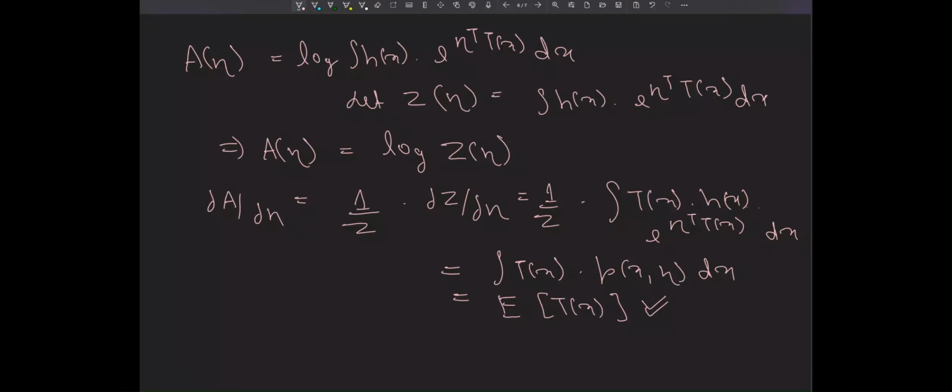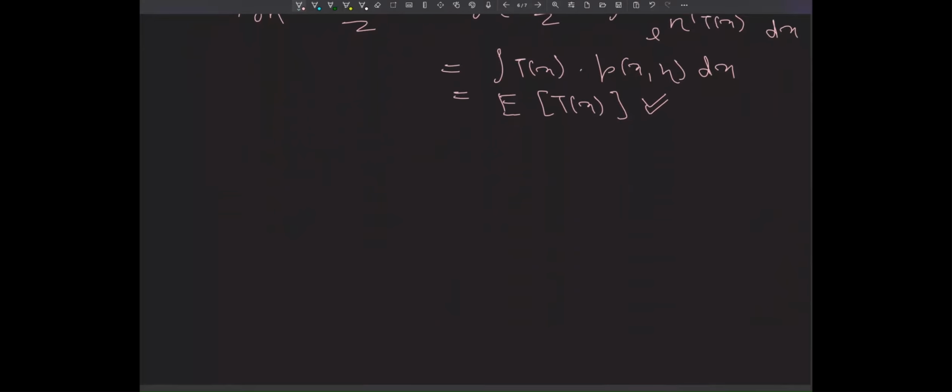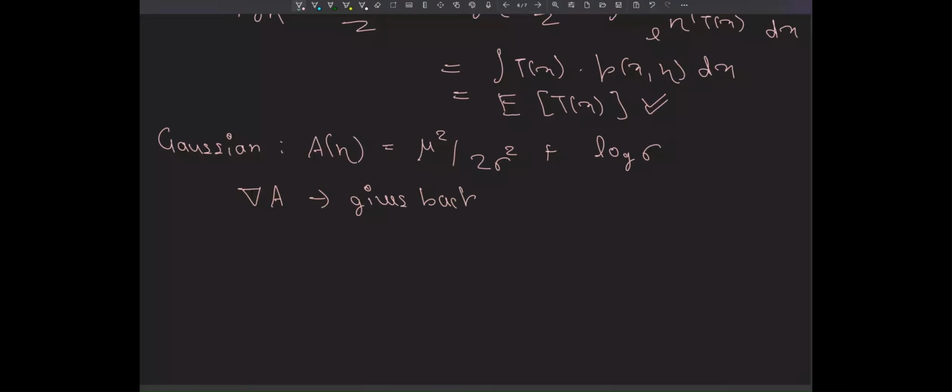The same follows by doing it one more time, and you get the variance. So for the Gaussian, A(η) equals μ² upon 2σ² plus log σ. We calculated it before. If we find the gradient of A with respect to η, it gives back what? μ, σ² plus μ², which is equal to the expectation of x, expectation of x².